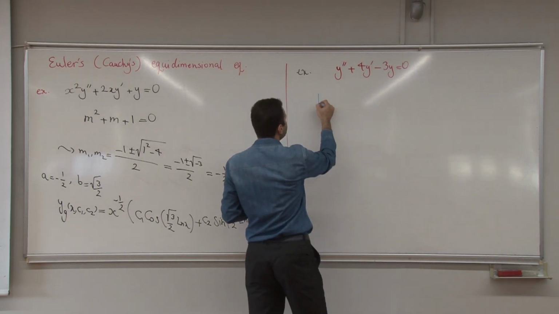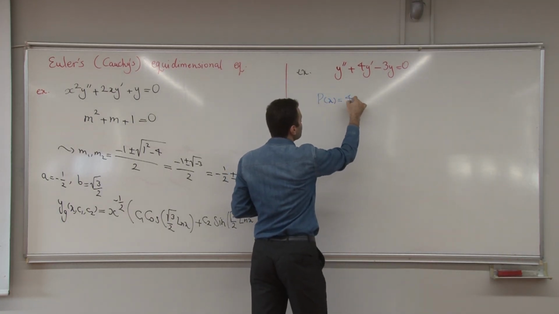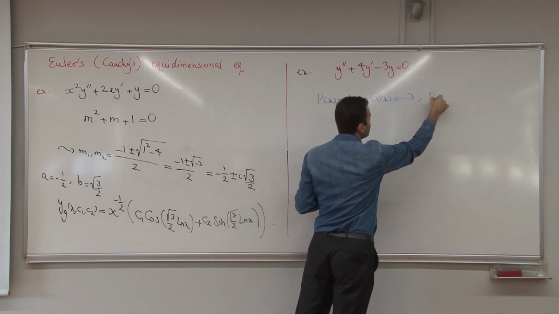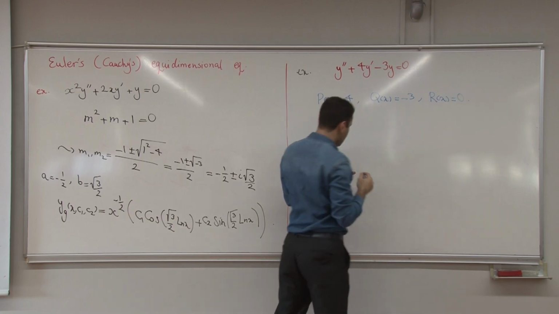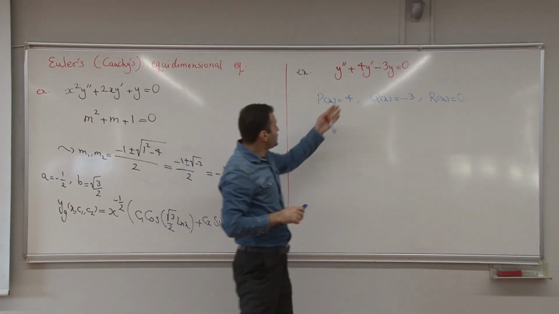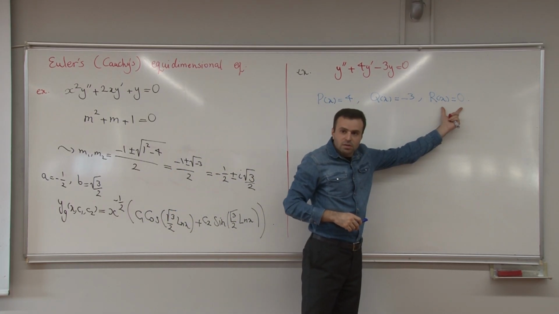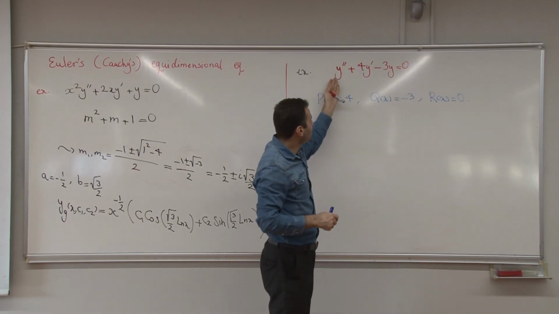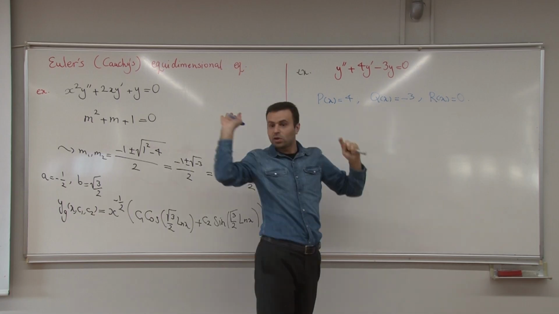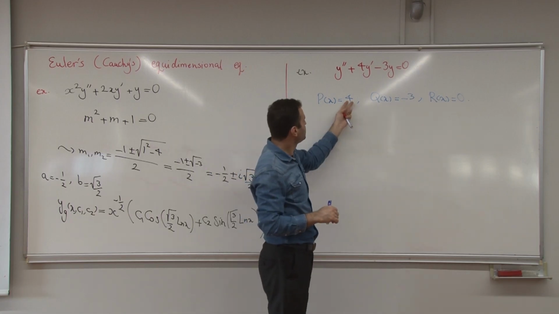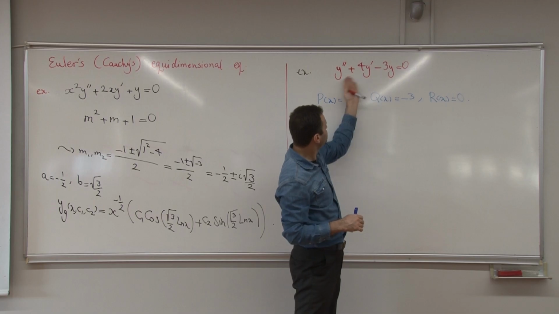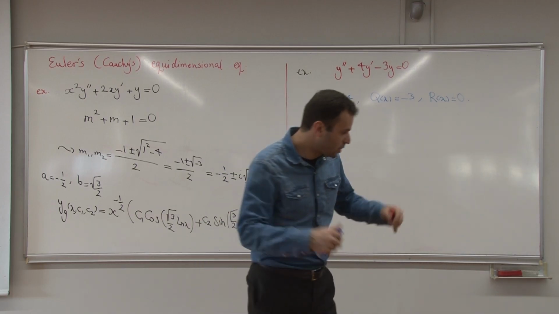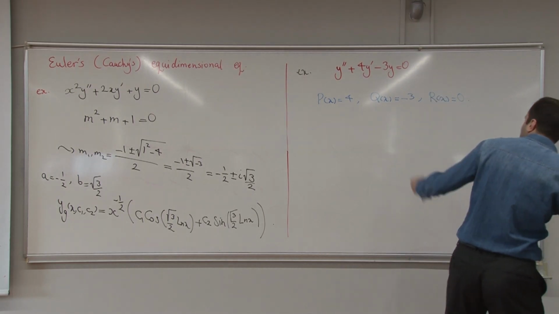p of x is just a constant function, 4. What is q of x? Minus 3. What is r of x? 0. Yes. Is this a homogeneous equation? Yes, it is a homogeneous equation. So, I need to also understand the type of the equation. Is this an Euler equation, or what do we see? This is a constant, this is a constant, and if you see that you have an equation with constant coefficients, right? Much better.